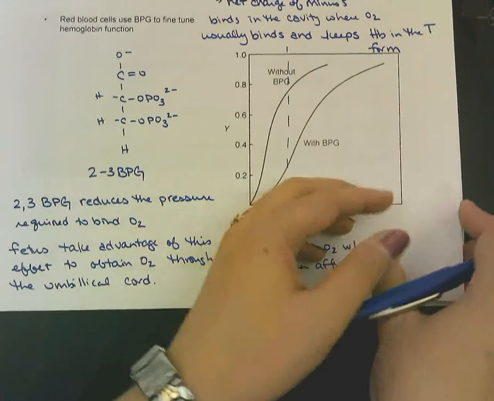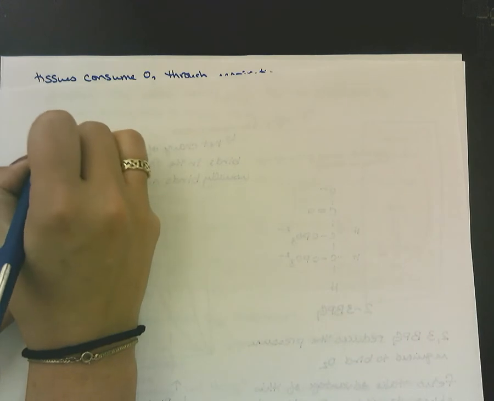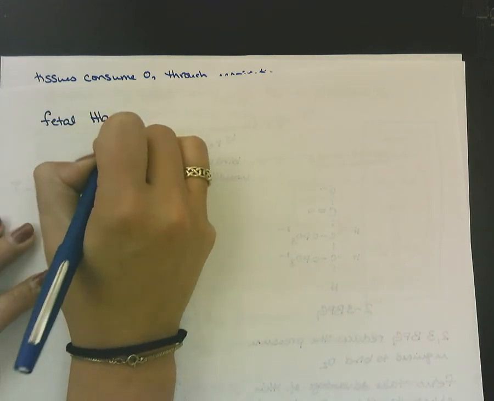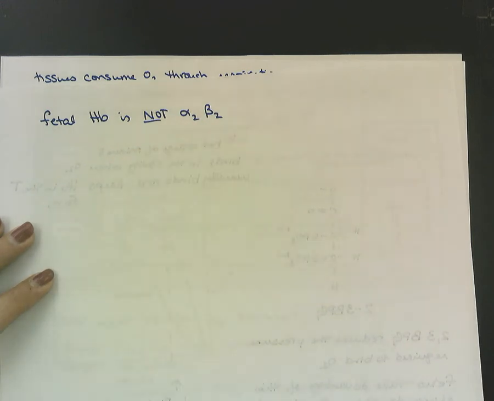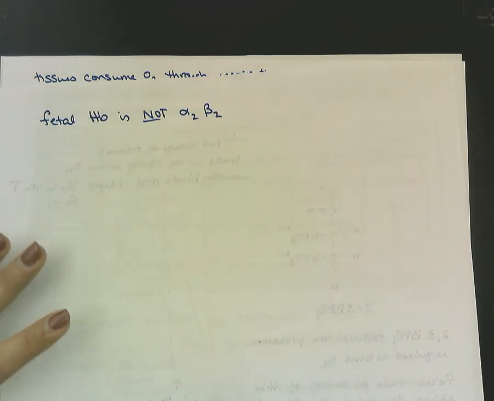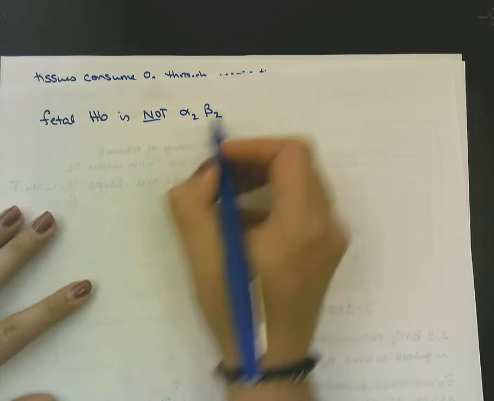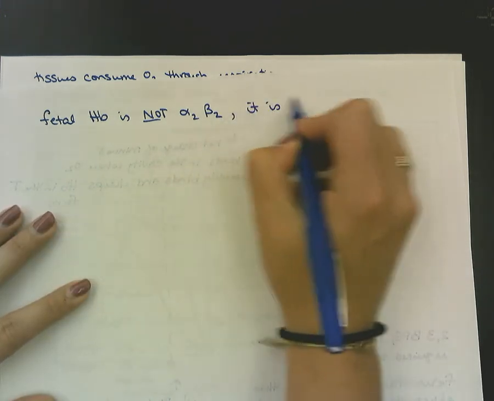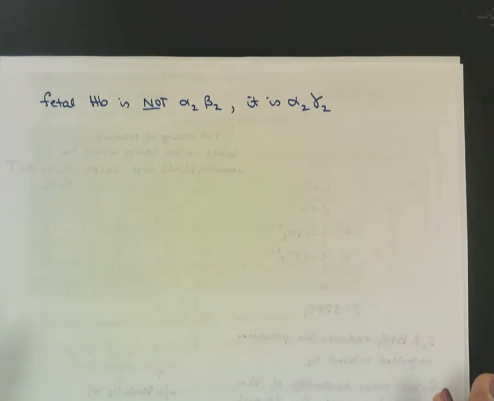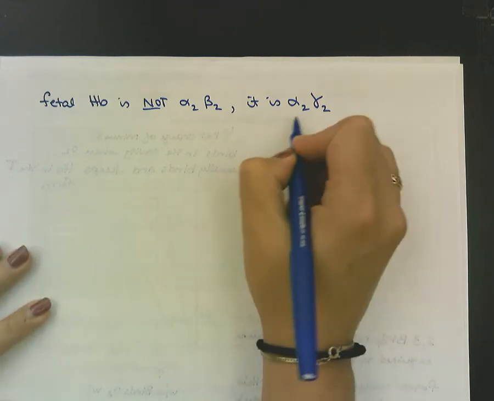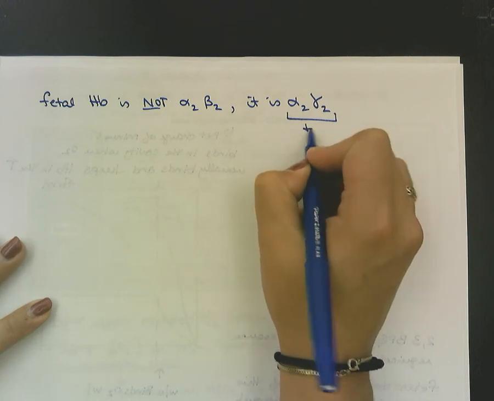I'm going to write some of these other things on the back. So, adult hemoglobin is alpha 2, beta 2, there are 2 alphas, 2 betas. It is not that. It has the same alpha structure, but it doesn't have betas as the other subunits. It has gammas, which are similar, but an important difference.